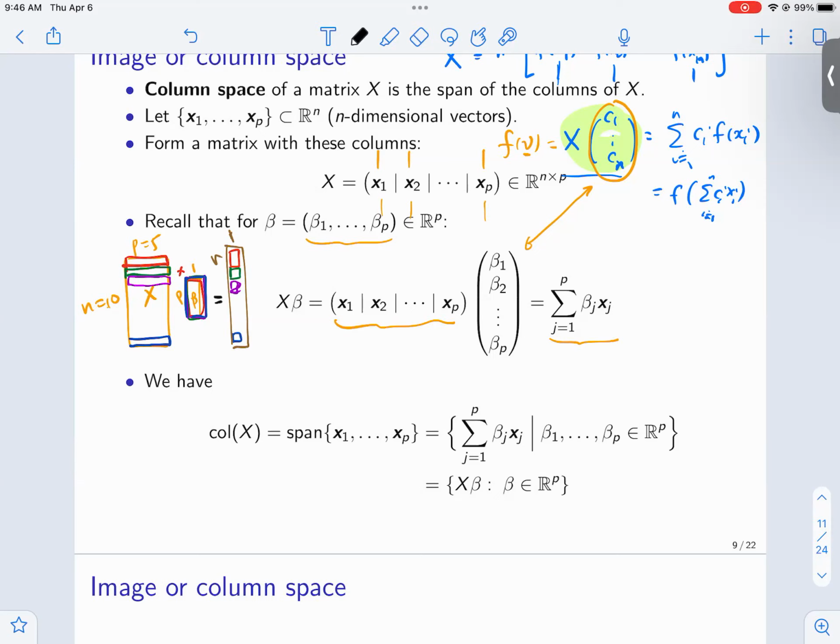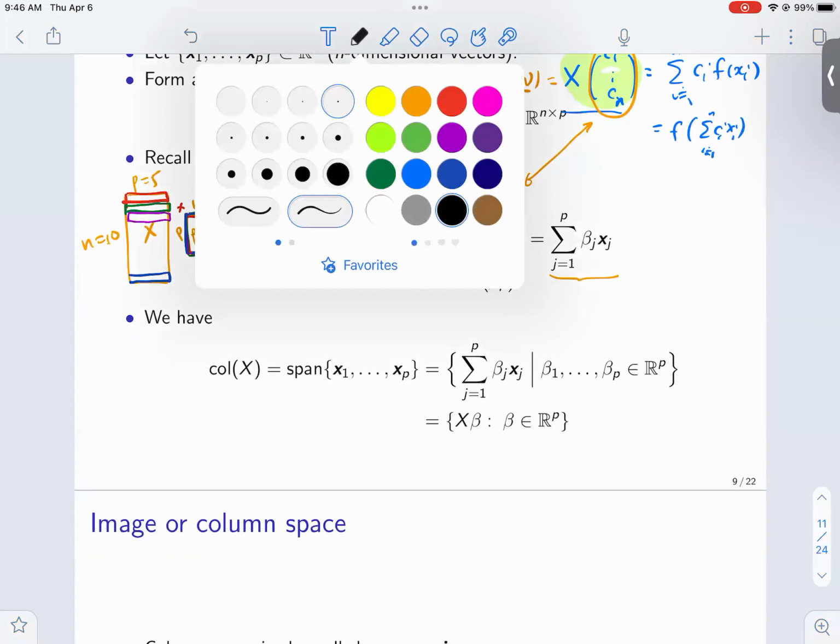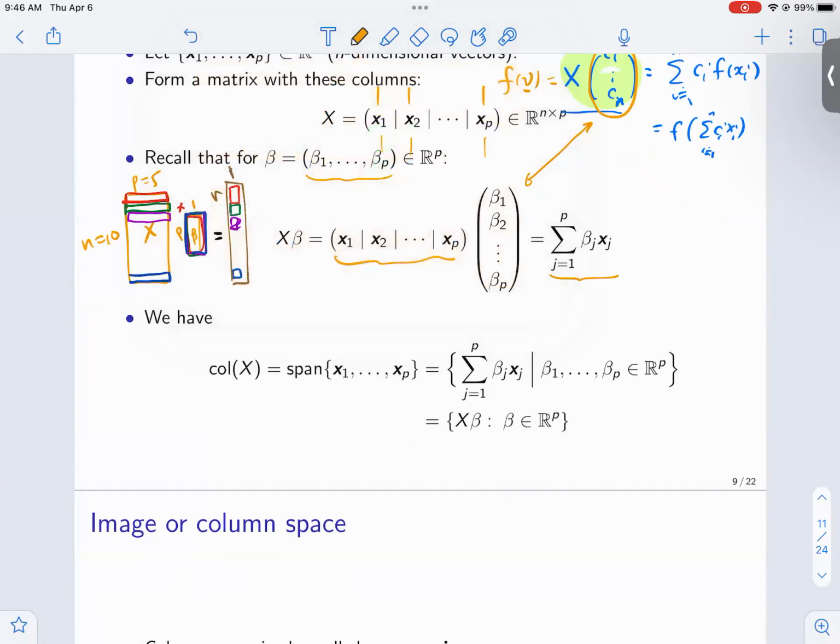Has anyone seen that kind of? So that's what I'm using here. So there's another way of doing it, which is often not the way that people think about this, but it's equivalent. So the same thing.